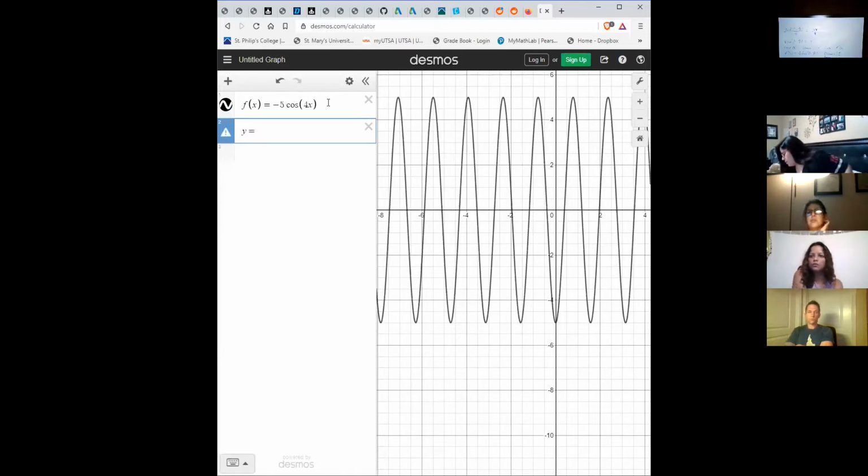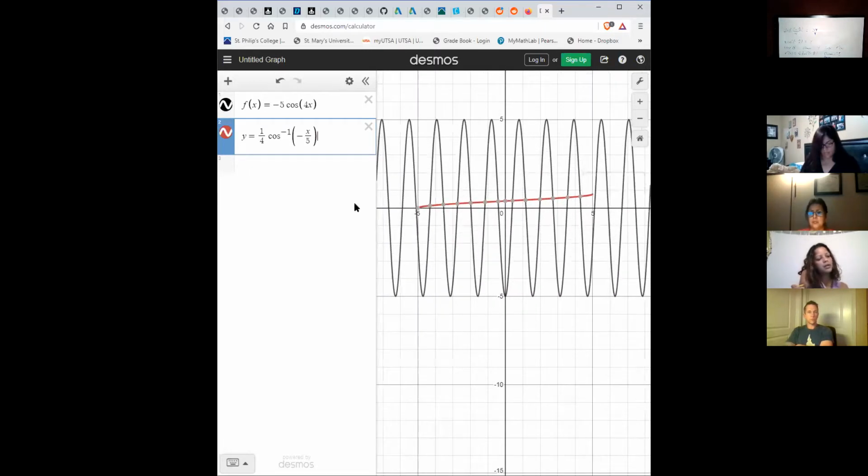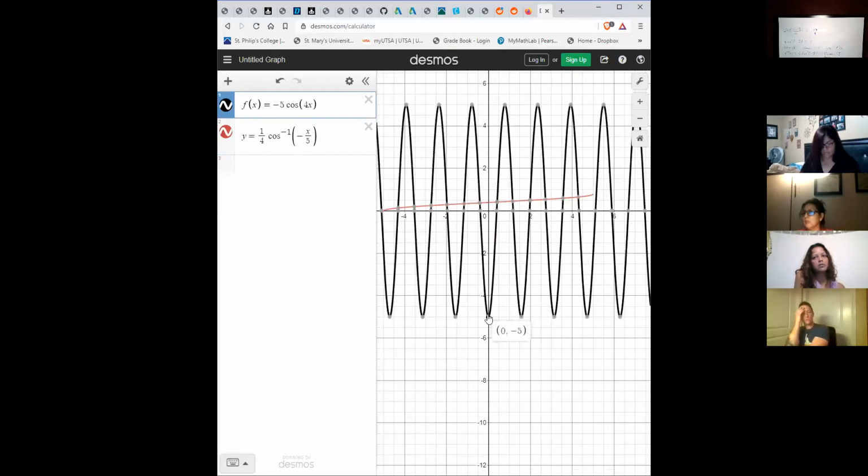We said it's 1/4 cosine inverse of negative x over 5, right? And that doesn't go on forever, does it? The red one. So 5 and pi over 4, that is what we were saying over here. Where is it?